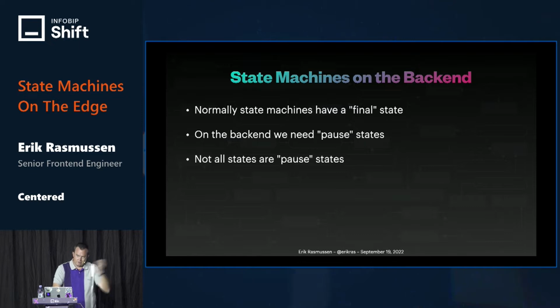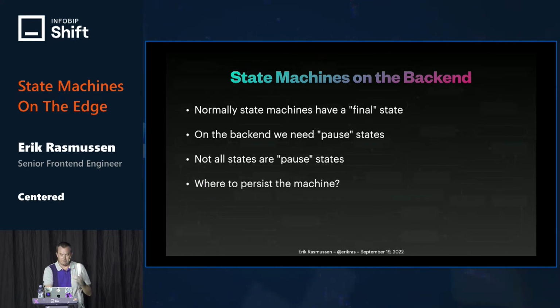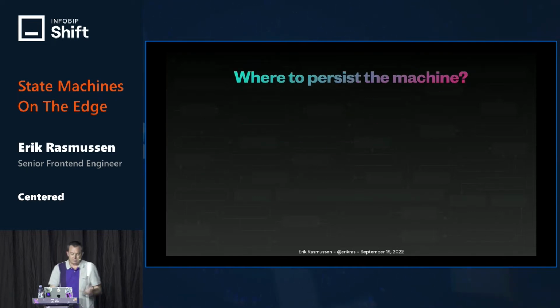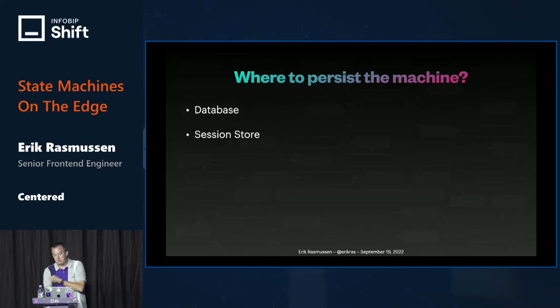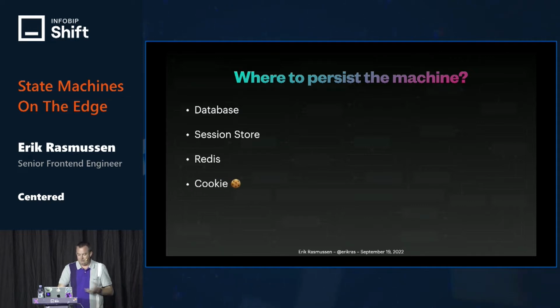But on the front end, remember, the state machine was just instantiated and was there in memory. But on the back end, we need to figure out where to persist the machine, because HTTP is fundamentally stateless, and we're moving to serverless functions and moving everything to the edge. And so somehow we need to figure out where to put the machine. So we've got several options. You could serialize it to a database or something, or to some sort of session store, maybe Redis. But for the purposes of this demo, I'm going to use the humble cookie, because everybody loves cookies.